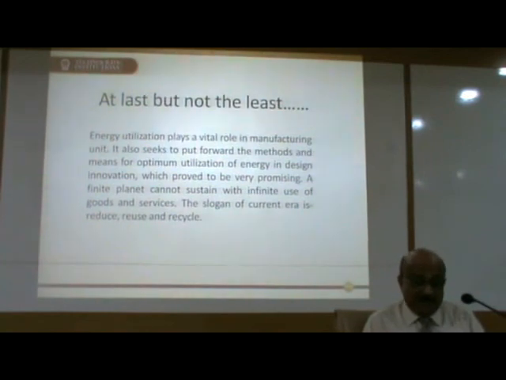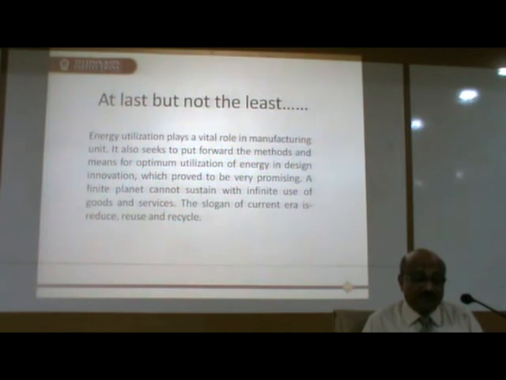Last but not least, energy utilization plays a vital role in a manufacturing unit. It also seeks to put forward the methods and means for optimum utilization of energy and design innovations, which proved to be very promising. A finite planet cannot sustain infinite use of goods and services. The slogan for the current era is reduce, reuse and recycle.